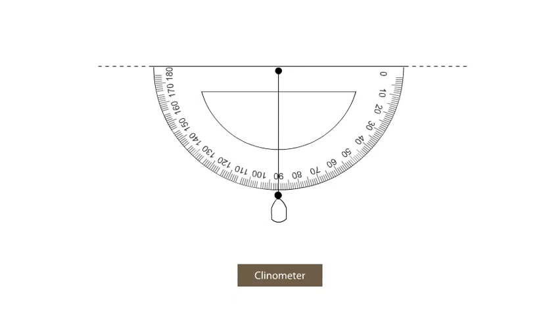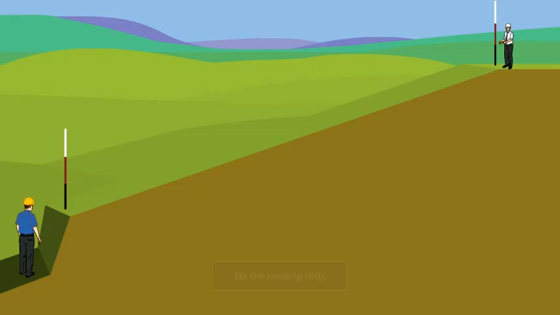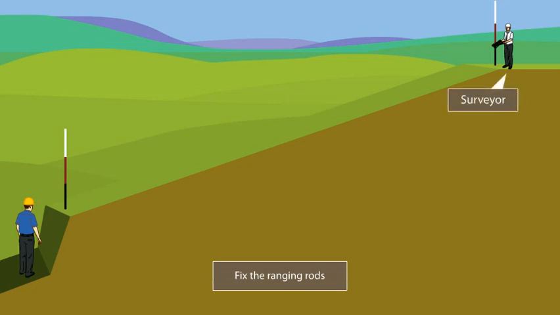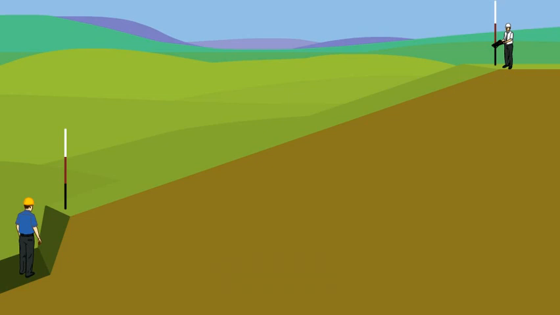The clinometer is basically a protractor with a string and a weight suspended from its center. Let us see how it is used to find out the horizontal distance on sloping ground. First, fix a ranging rod each at the top and the bottom of the slope. Let a surveyor stand at the upper ranging rod with a chain. Then, let the surveyor throw the chain down and also hold the handle against the bottom of the ranging rod.